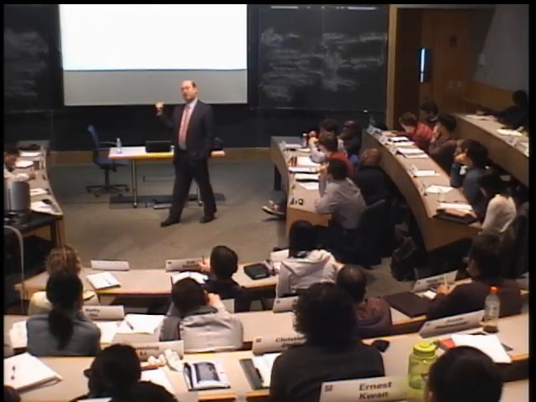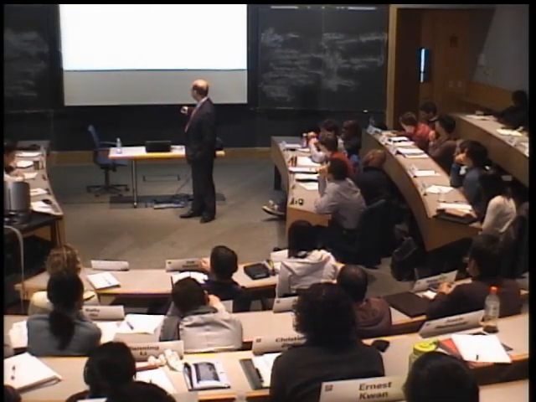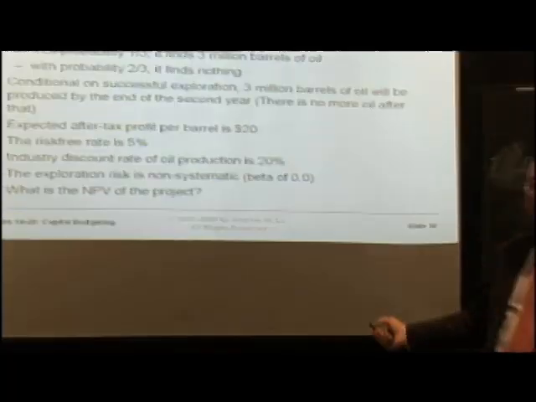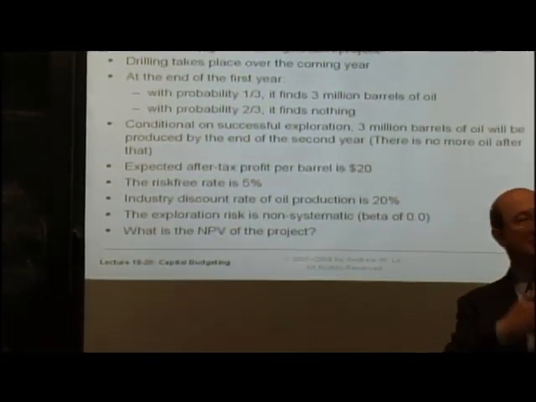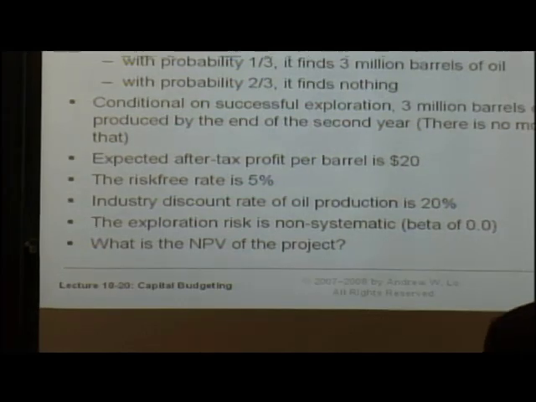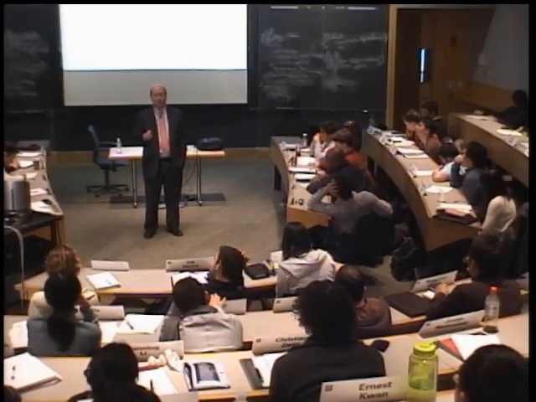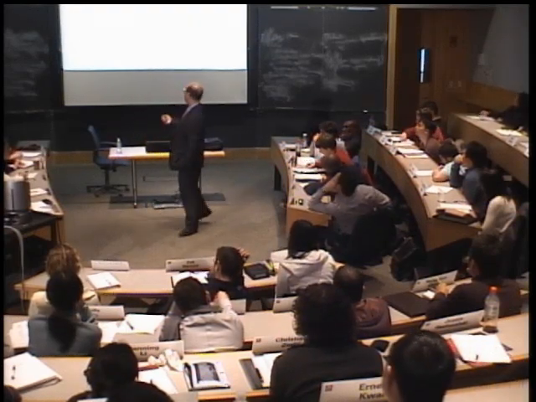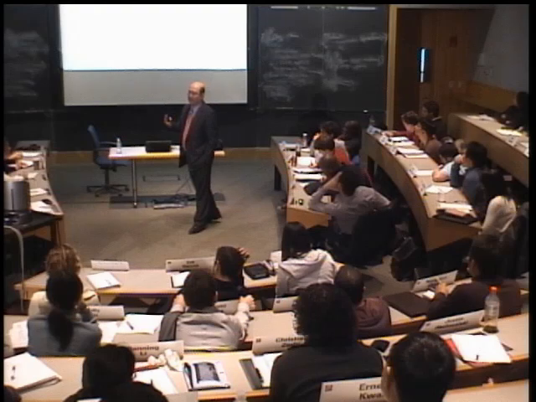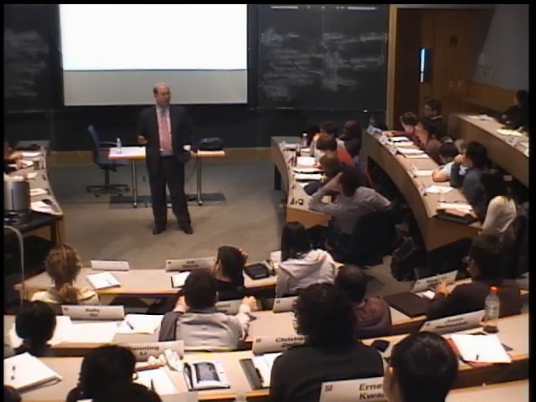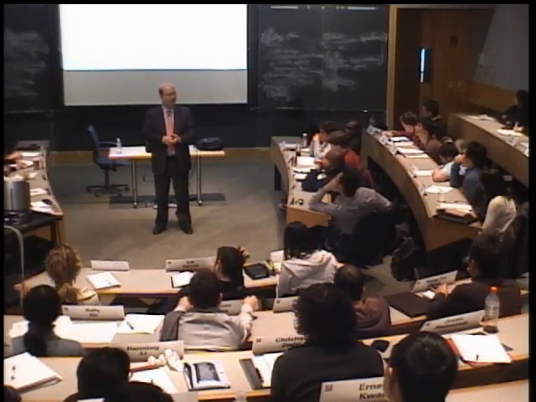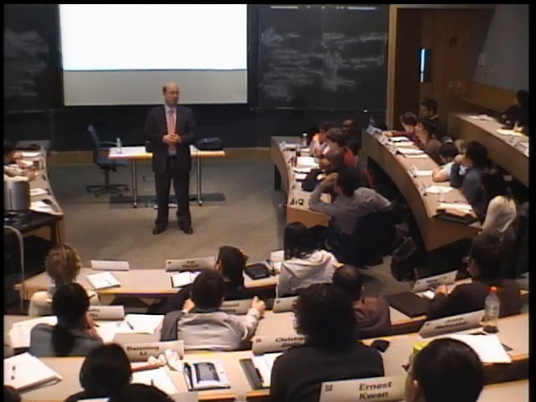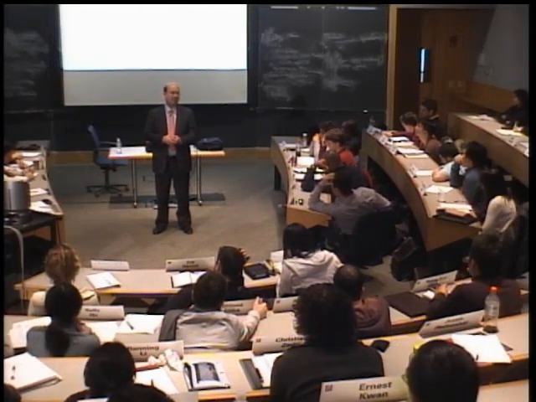So the key here is this statement right here. The exploration risk is non-systematic. If the exploration risk were systematic for any reason, then of course you'd have to use a discount rate that would be commensurate with the appropriate beta. And there's no telling that that beta is going to be the same as pumping the oil out. Oil exploration is not the same thing as oil production. They're two different kinds of activities that carry with them different kinds of risks. Okay?